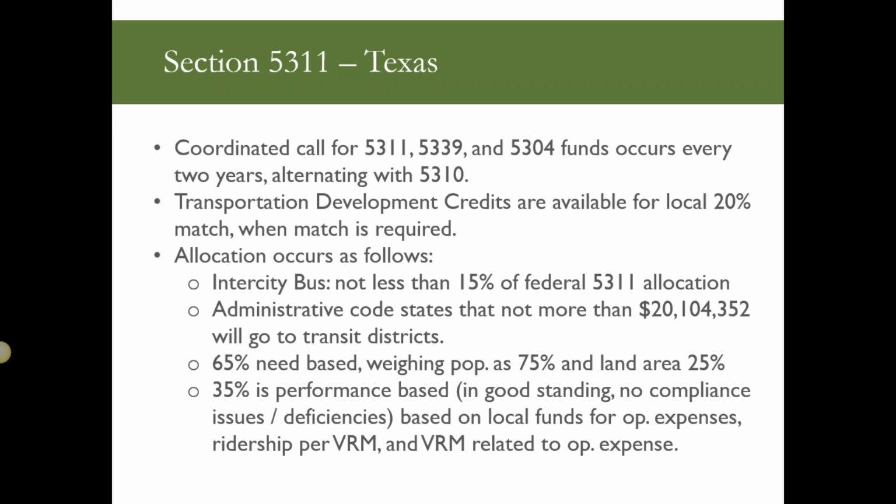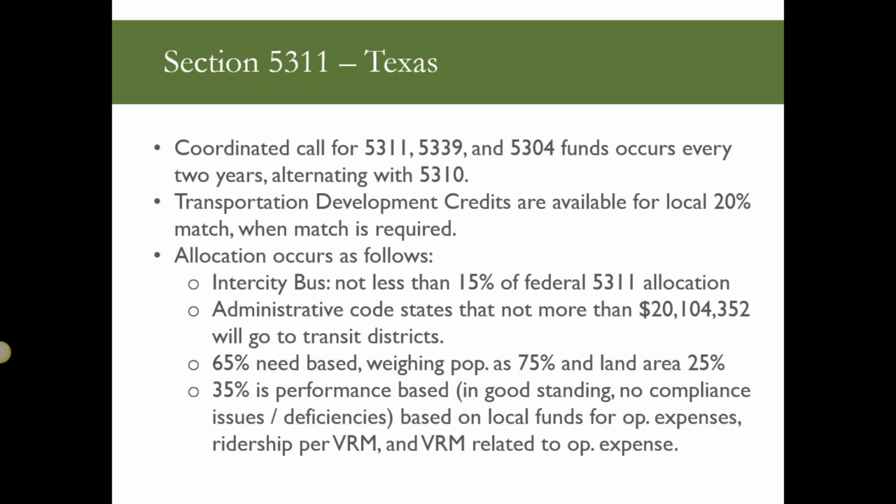Several years ago, we decided to do a coordinated call to include all of the 5311, 5339, and 5304 funds. That actually started a couple of years ago when we moved to a 2-year cycle. The decision was to alternate it with 5310 to reduce the administrative burden on our agencies and us, which was very nice, and also to give some more budgeting certainty and to promote capacity development with internal planning of budgeting. Again, we've got TDCs available for the local match when match is required.